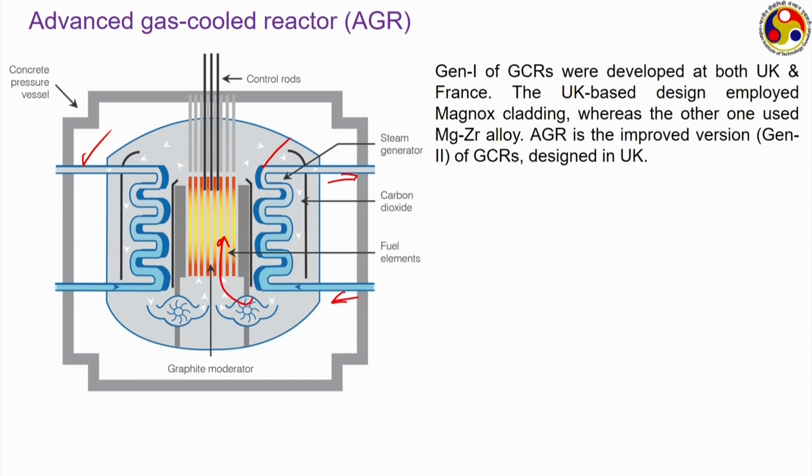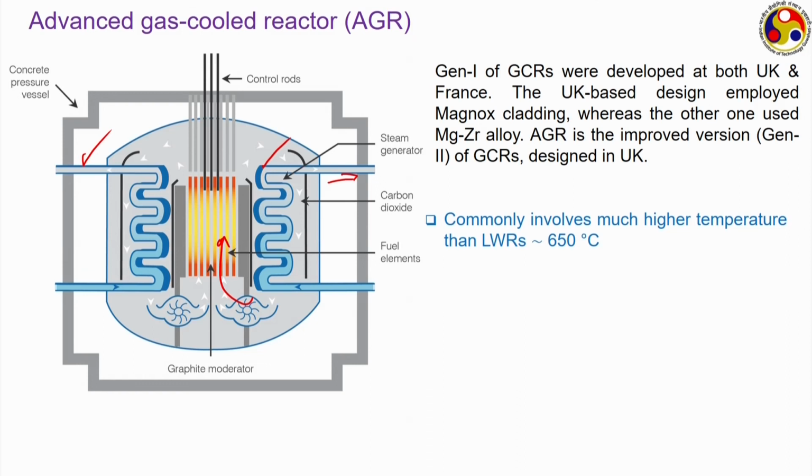The gas cooled reactor has a quite checkered history. The first generation of gas cooled reactors were developed in the United States, United Kingdom and France separately. The UK based design employed magnox as the cladding, whereas the one in France uses magnesium zirconium alloy for the cladding material. The advanced gas cooled reactor is only a modified version of the original gas cooled reactors conceptualized in the United Kingdom. Commonly such gas cooled reactors involve much higher temperature, can be as high as 650 degrees Celsius.